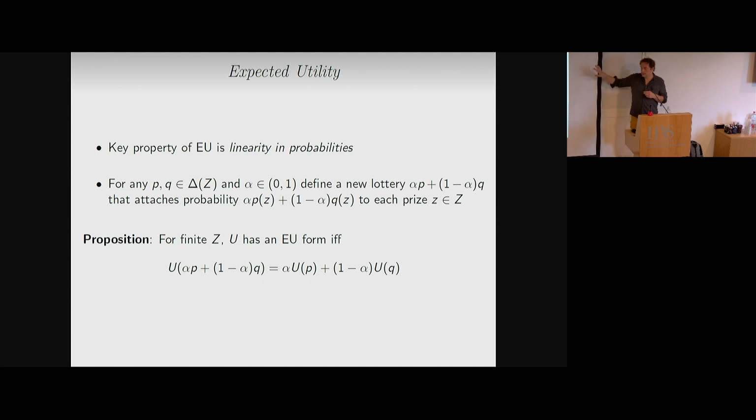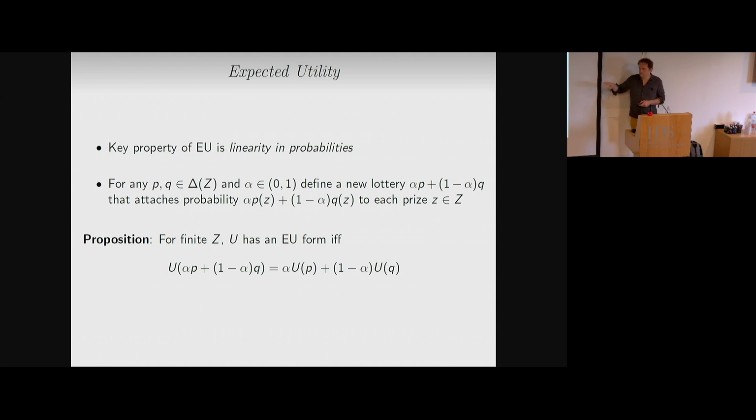This is actually not a compound lottery. This is a one-shot lottery where I've reduced this compound lottery already for you. And you already know that capital U has an expected utility form if and only if it is linear in probabilities. So U of the mixed lottery is the weighted average of U's.